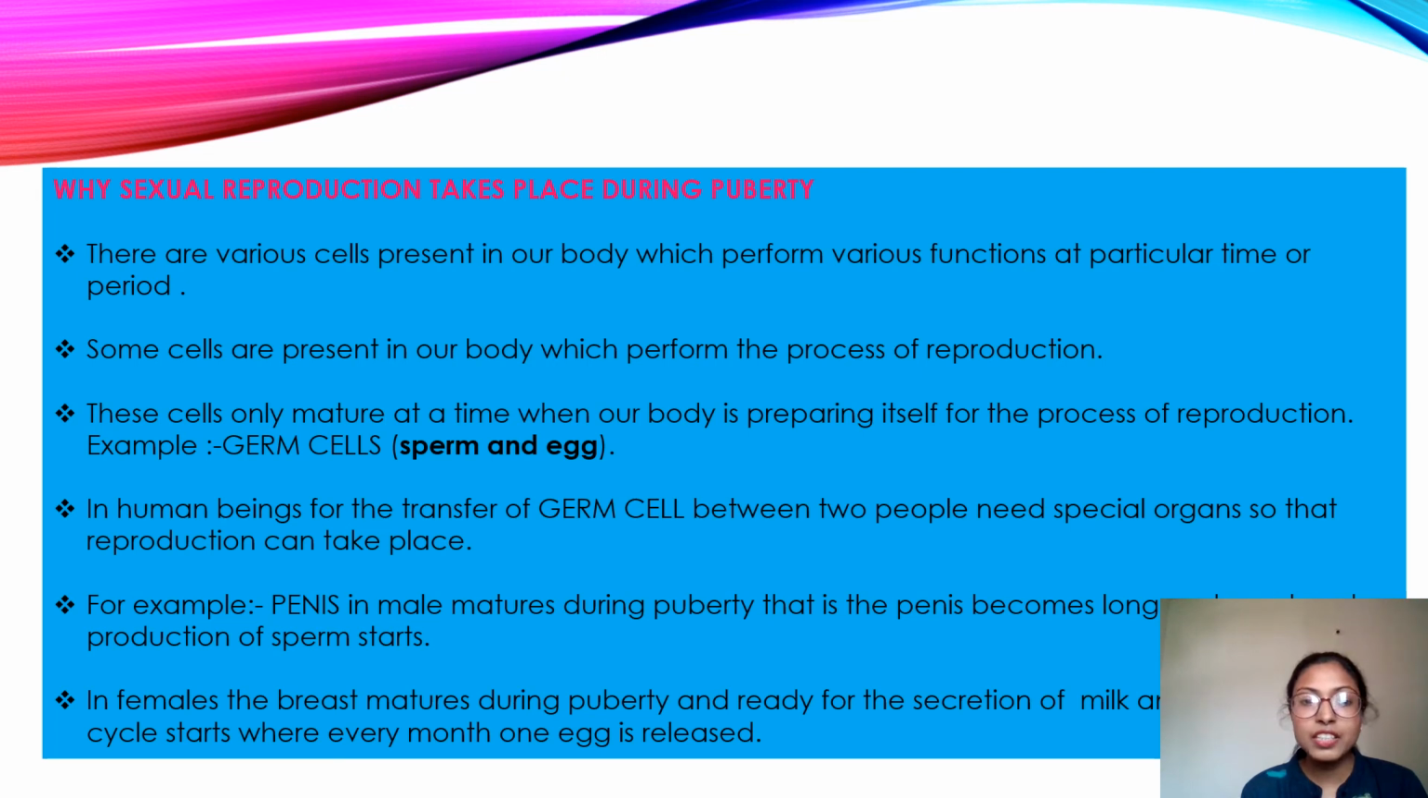Now, in the female, the breast matures during puberty and is ready for the secretion of milk. Also, one most important thing is that the menstruation cycle starts, where every month one egg is released. Only if the egg is released will the process of reproduction be completed. Once the egg is released, the sperm fuses with the egg, then the zygote is formed. So this menstruation cycle is responsible for reproduction to take place, and it starts in girls at 12 to 13 years of age.